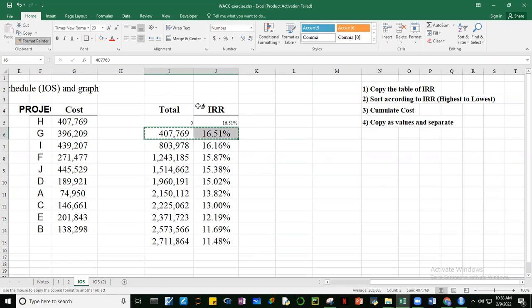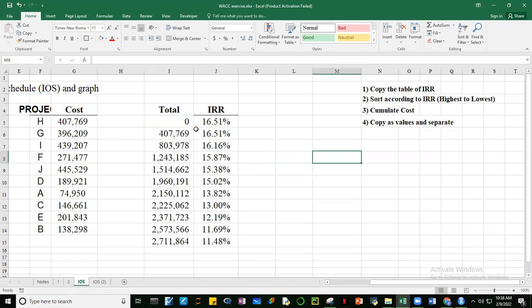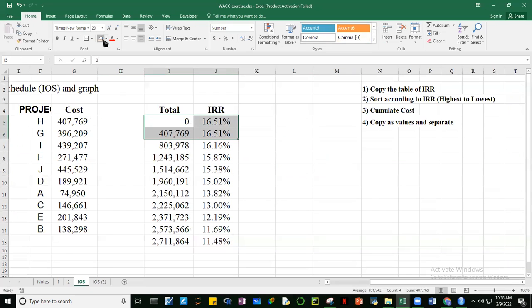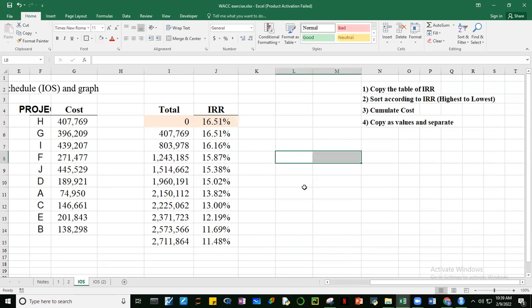Okay, ulitin ko lang yung kwento ah. So nag-insert ako dito guys ng column. Ito. 0, 16.51. Ibig sabihin from a total of 0 up to 407,769, yung IRR natin ito 16.51.